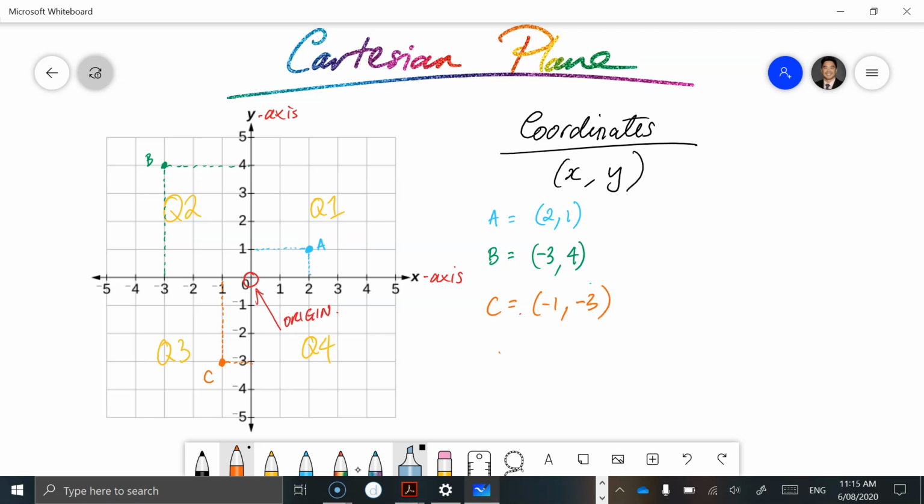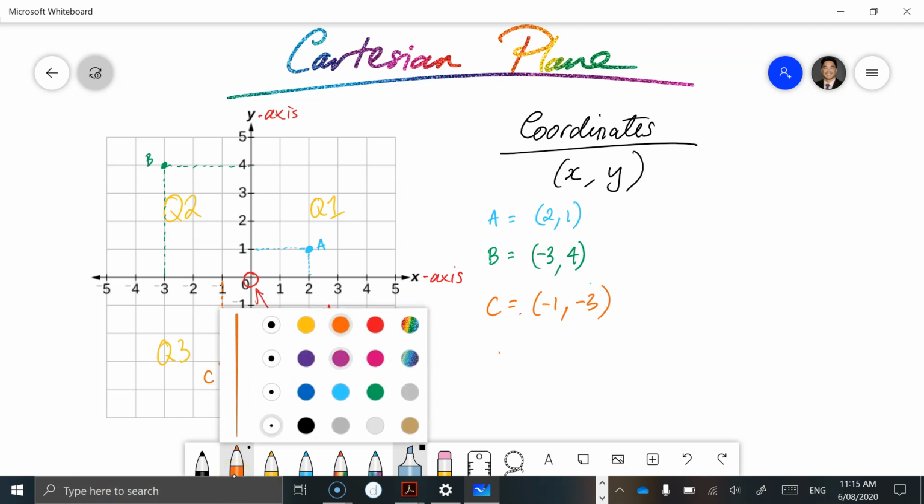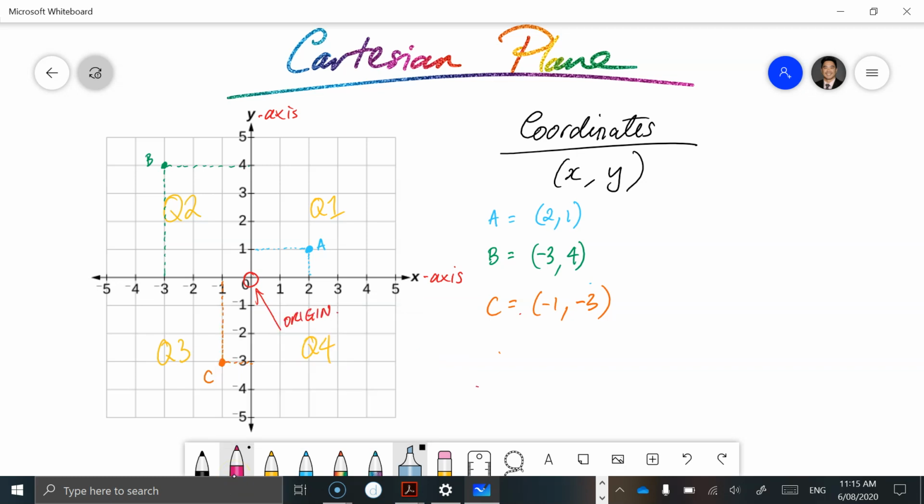Okay. And then lastly, let's look at a coordinate in quadrant 4. I'd like to pick this one. I'll call that point D, and we can see the x value first is lining up at 4, and our y value is lining up at -2.